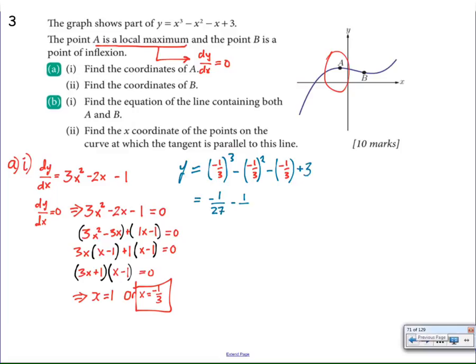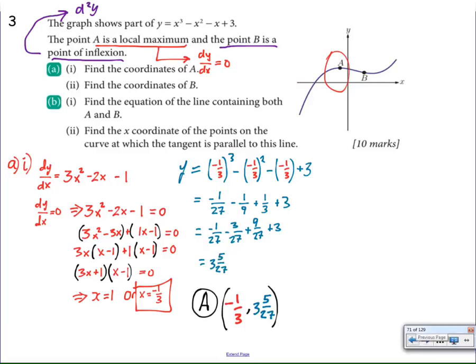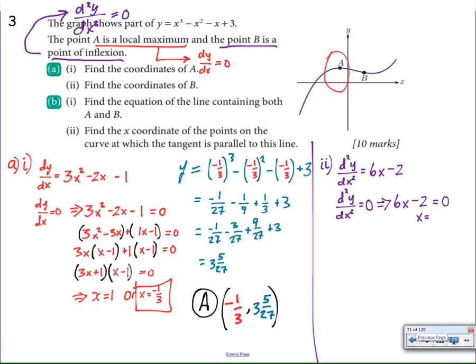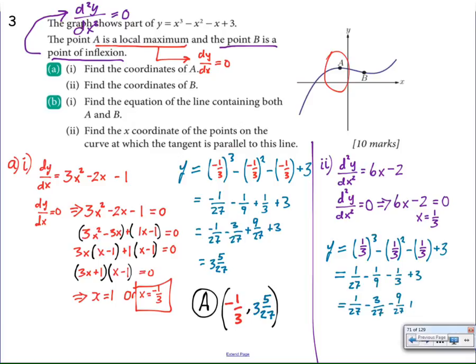But to find the y value, I just put -1/3 into the original function, and find that 3 5/27 is the y value that corresponds to -1/3. To find the b value, I take the second derivative and set it equal to 0, and that gives me +1/3. And I evaluate the original function at +1/3, and I get 2 16/27.